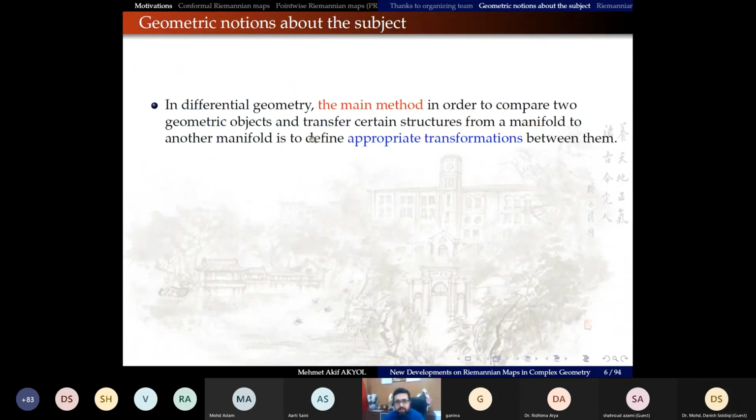Geometric notions about this subject. In my talk, I will actually focus on two important subjects. One of them is Riemannian maps, and the other one is conformal Riemannian maps. In differential geometry, the main method in order to compare two geometric objects and transfer certain structure from a manifold to another manifold is to define an appropriate transformation between them.